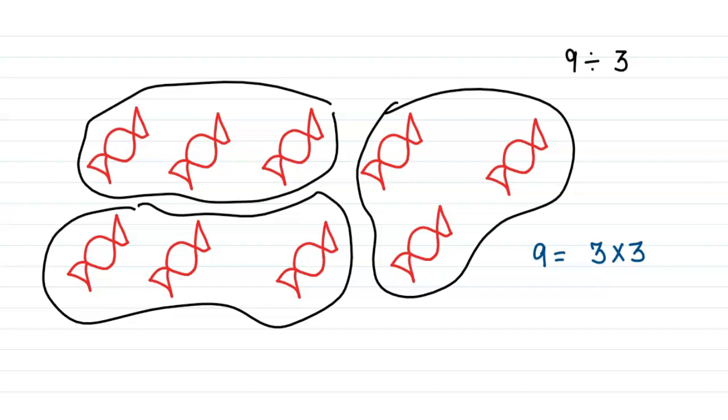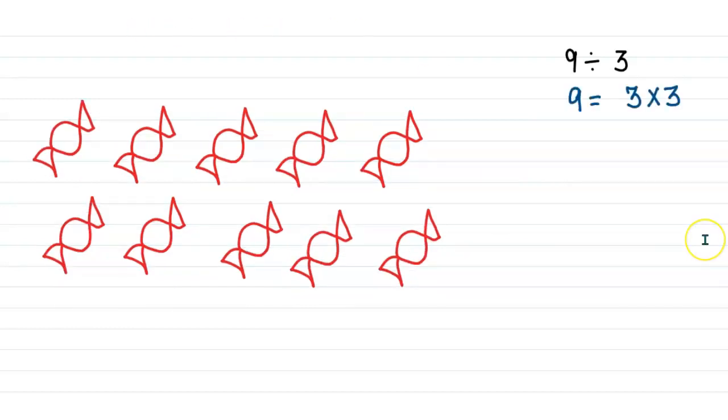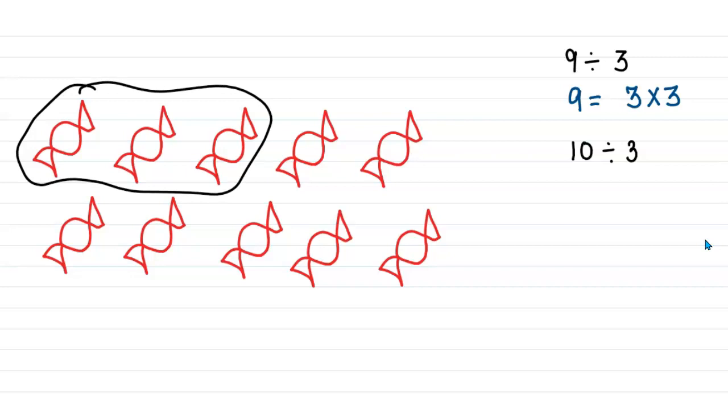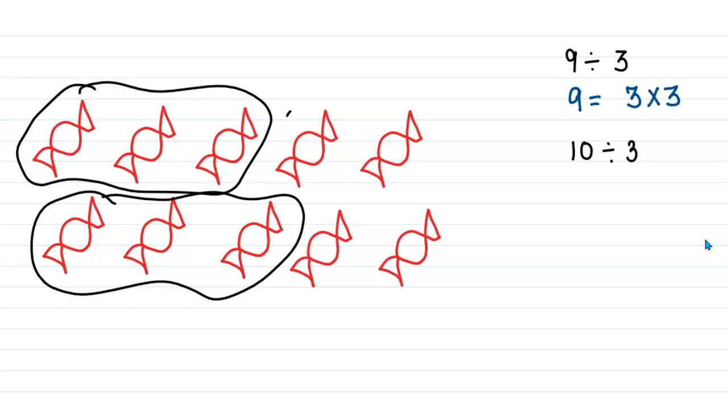Okay, now let's look at a different scenario. In this scenario, we have 10 toffees in place of 9 toffees. So the division statement first becomes 10 divided by 3. And now let's look at the groups. We have the first group of 3. We have the second group of 3. And we have the third group of 3. Did you notice that one toffee is left, which cannot be distributed?